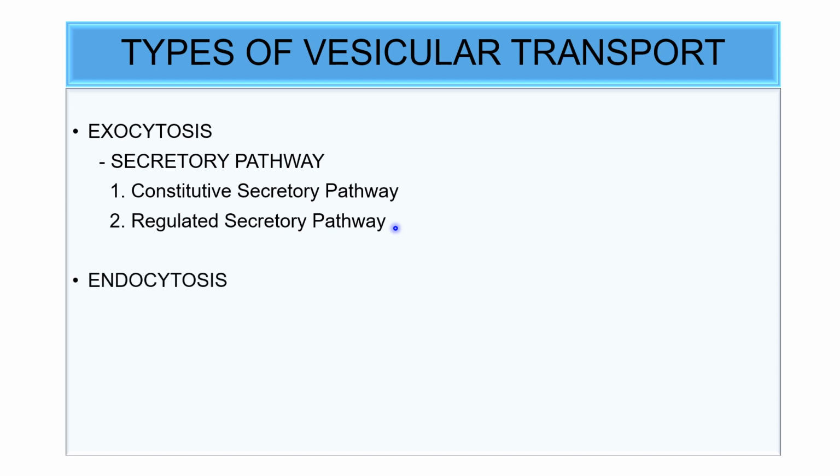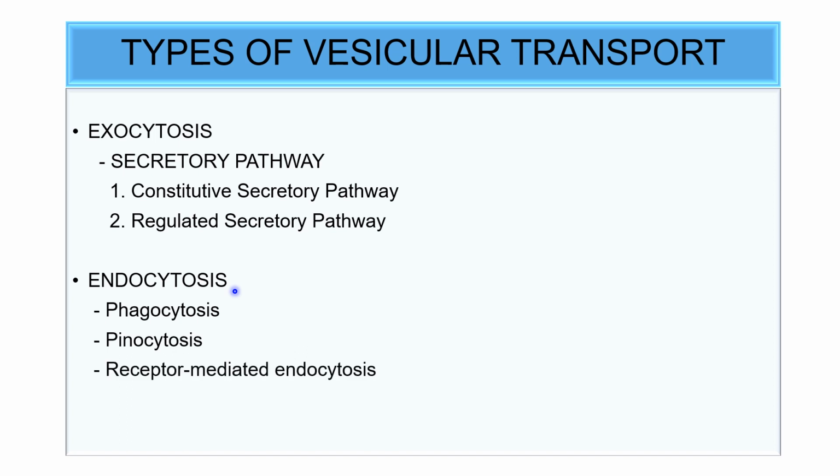The second type is endocytosis, that is the movement of substances from the outside to the inside of the cell by vesicle formation. It is of three types: phagocytosis, pinocytosis, and receptor-mediated endocytosis. The third type of vesicular transport is transcytosis, where substances enter a cell by vesicle formation and move through it.